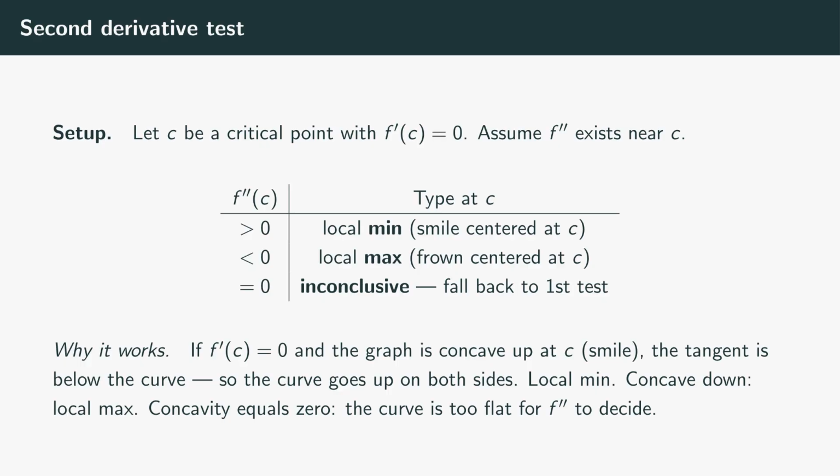Case 3, f double prime of c equals 0. The test is inconclusive. The graph is too flat at c for the second derivative alone to tell you what's happening. In that case, you fall back to the first derivative test, check the sign of f prime on either side of c. The second derivative test is faster when it works. You only need to compute f double prime at the one point c, no sign chart required. When f double prime is 0, you don't get lucky and you have to go back to the slower test.